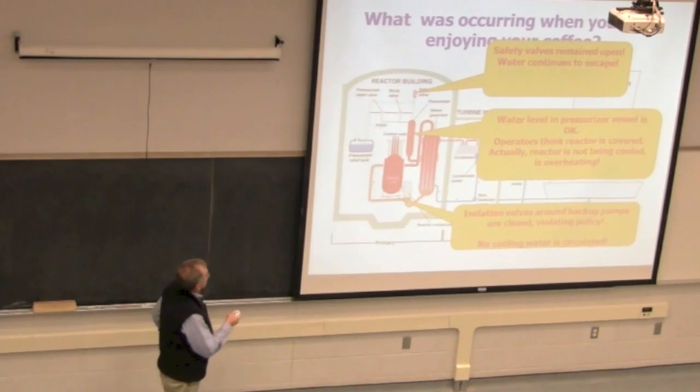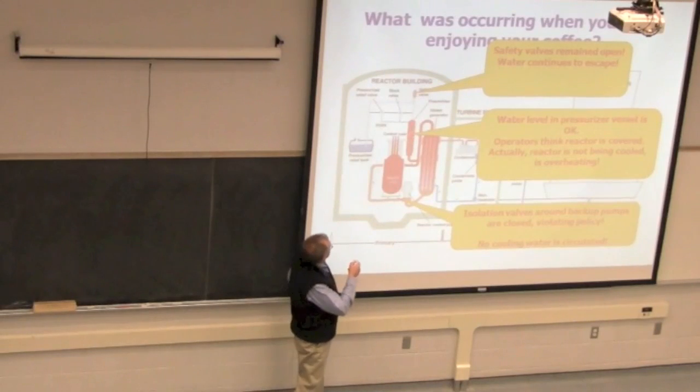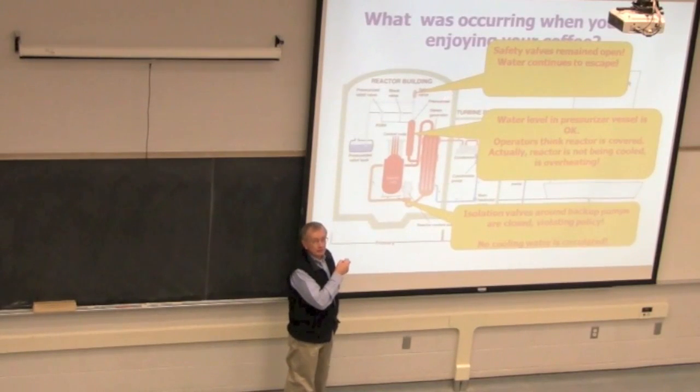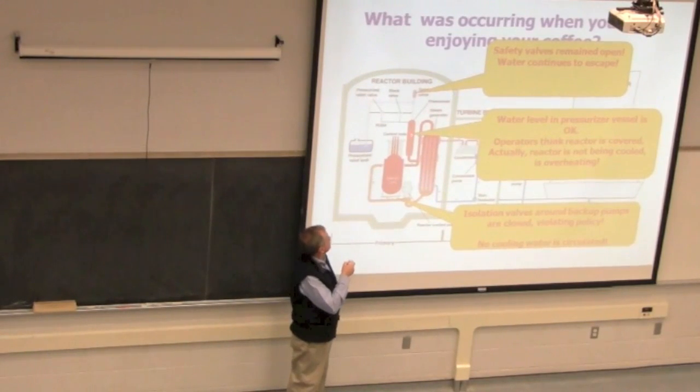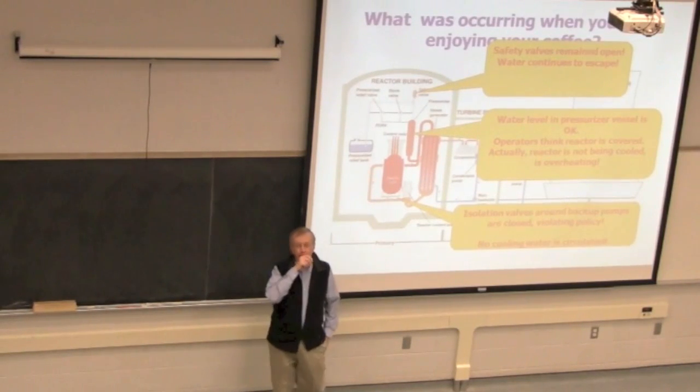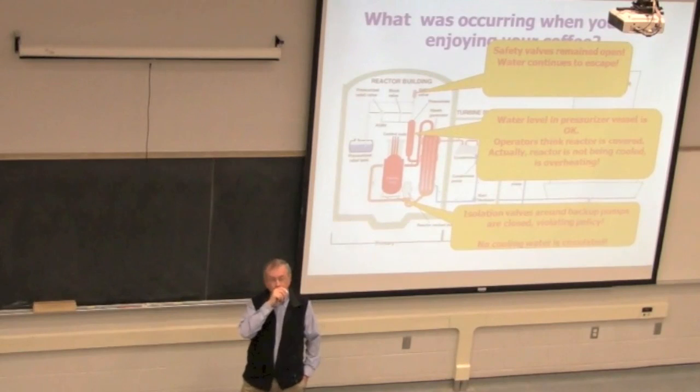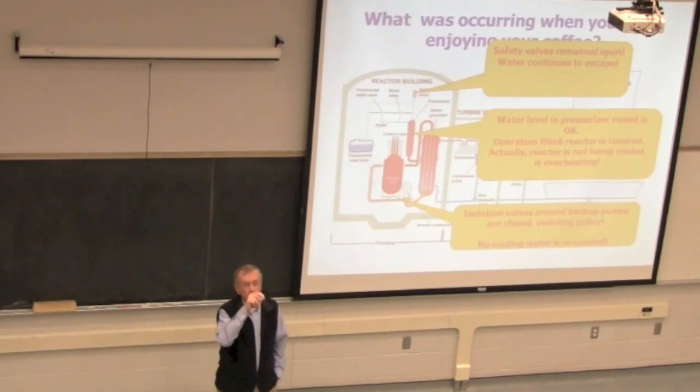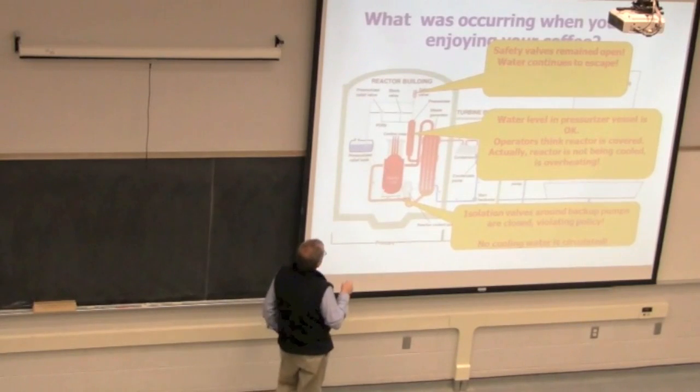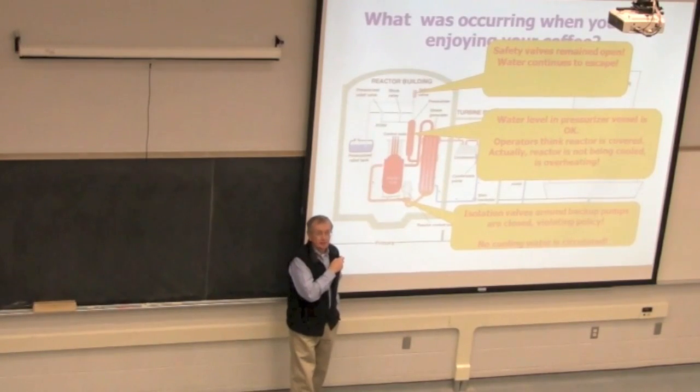The water in the pressurizer is okay. So there's water up here. This is tricky. There's water up here, but there's not enough water down in the reactor. How could that happen? Is that it? Higher pressure in the vessel? Well, it's building up pressure here, but why?